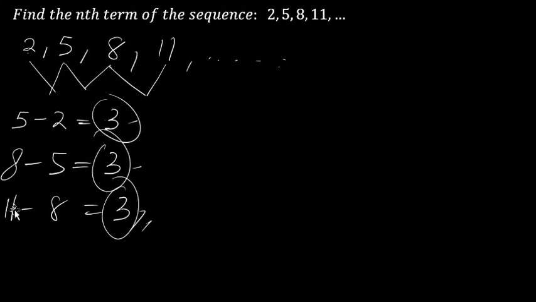Now that means the pattern of the sequence is just adding plus 3 to the previous term, then you get the next term. So if you add plus 3 to 2, you have 5. You add plus 3 to 5, you have 8. Plus 3 to 8, you have 11. So that is it.